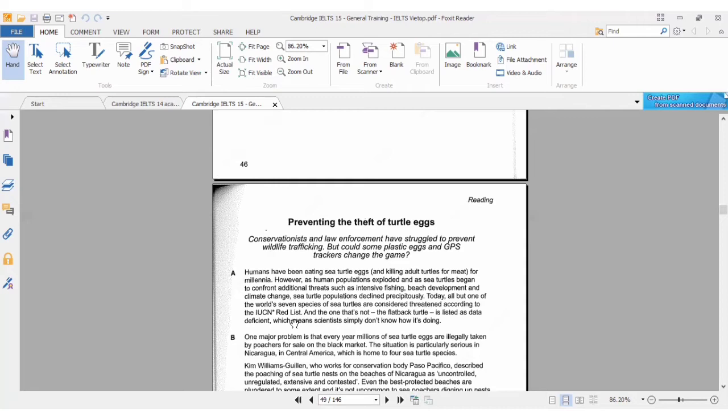So they are talking about the dangers that sea turtles experience. And then you find that with changes in the world, there are more threats to them. So what we're trying to do is get a summary of what we read. And this is practically talking about what humans have been doing. Humans kill them and eat them. And then you find that they are exposed to threats. It says there are seven species. And then it concludes by saying there's a particular one, the flatback turtle, that is listed as data deficient, that scientists don't have information about. So somehow it's talking about the dangers or the threats that these creatures experience. That's what we read.